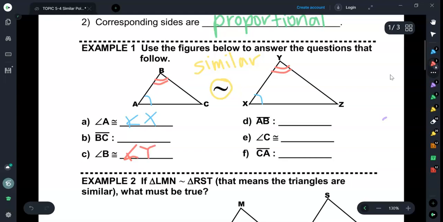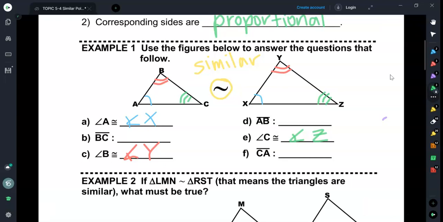And again, that's kind of an ugly Y there. Let's do better here. There we go. And let's do the last angle. Angle C would have to be congruent to angle Z. Again, these are all necessary if these are to be similar. The angles have to be the same.